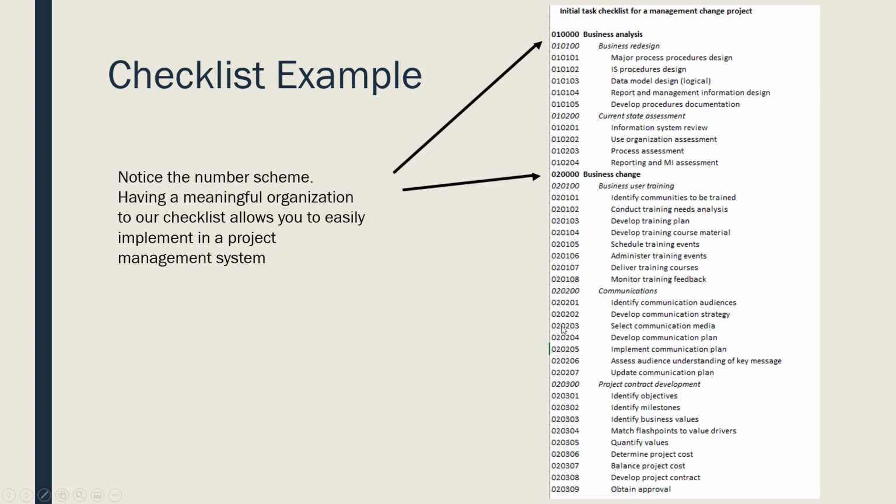So when you're setting up your project, it's good to think about how you're going to define these tasks, and using this numbering scheme in a checklist is a great way to set it up. And then when you start putting it into your project management system, you already have some kind of relationship built.